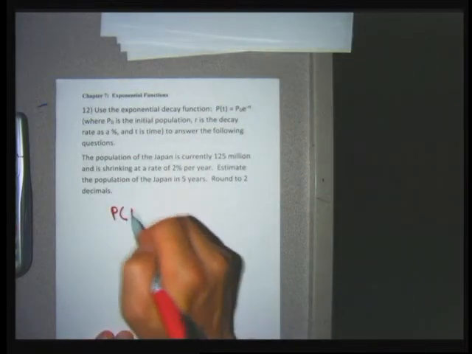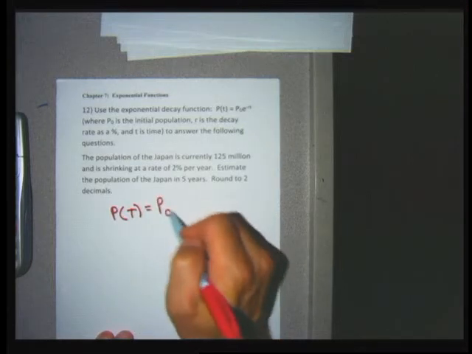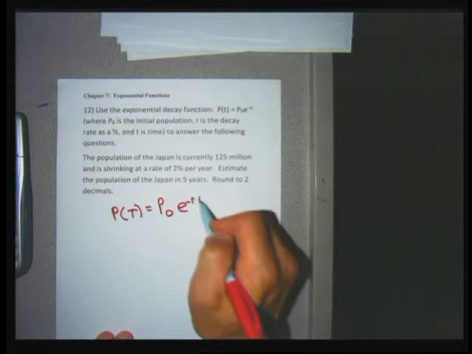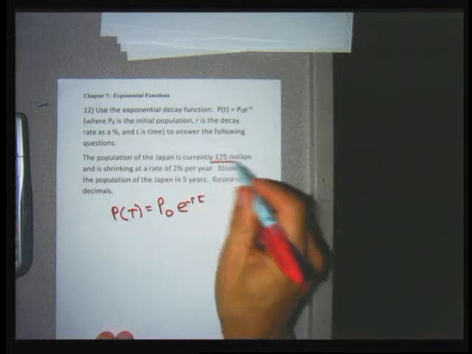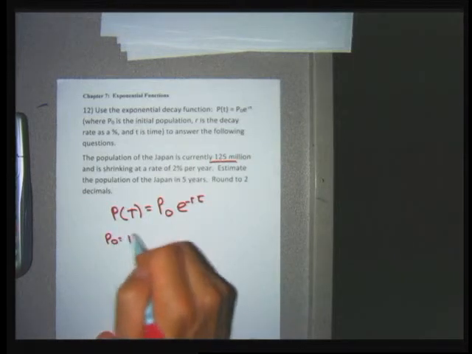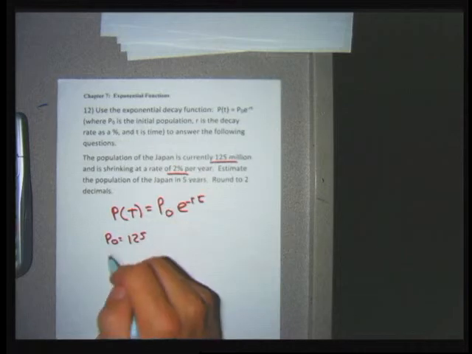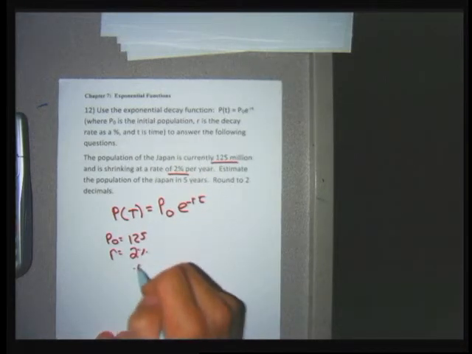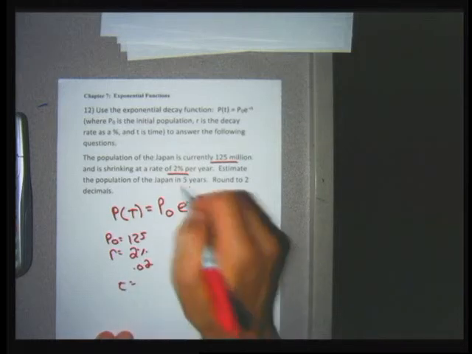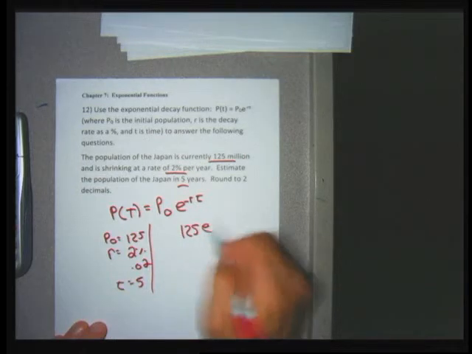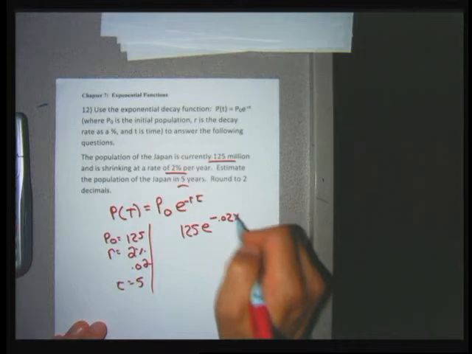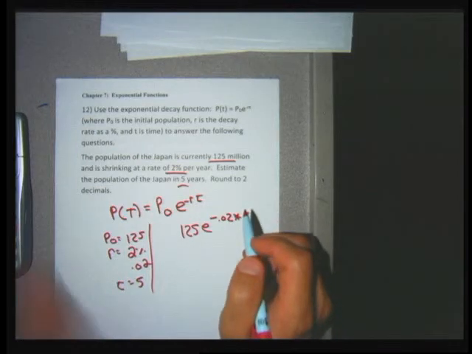12 uses the decay formula. Same essential formula, except it has a negative next to the R, and it works for shrinking populations. Same formula, talks about Japan, which I think is declining in population. The P sub 0 is the initial population of 125 million. The shrinking rate is 2%, which I'm going to write as 0.02, and the time is 5 years. So I'm going to take those numbers and go 125 times e to the negative 0.02 times 5, which should get a number less than 125 million.